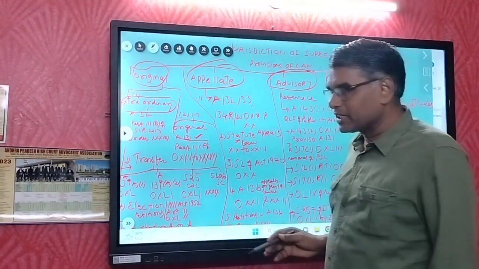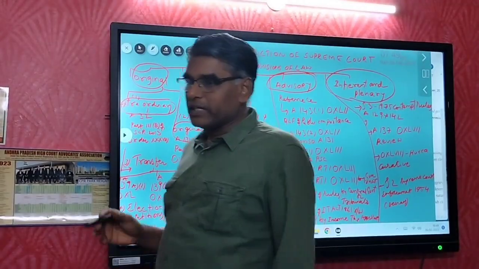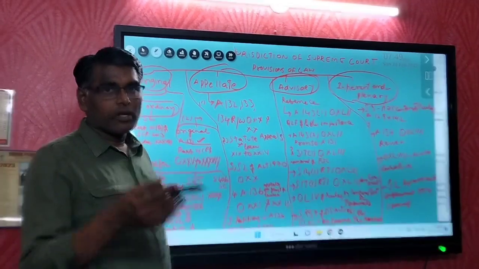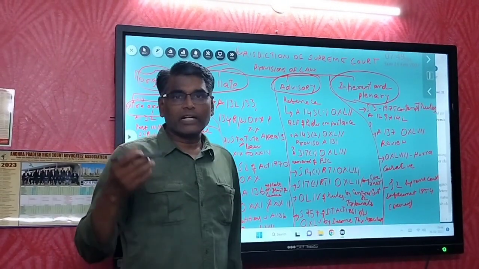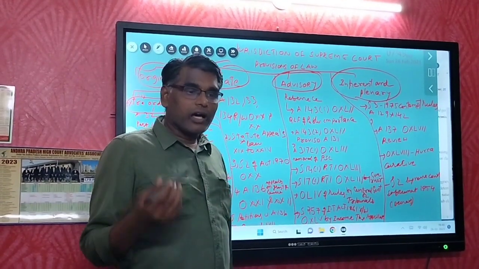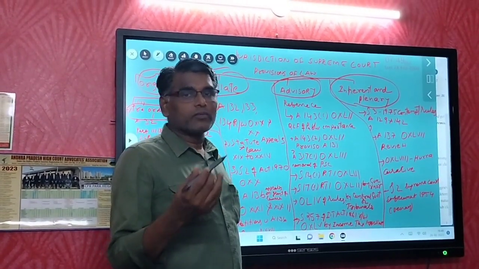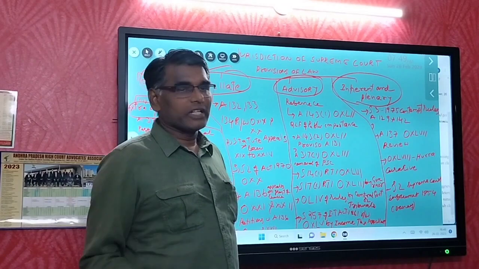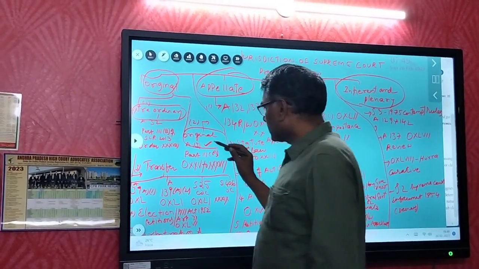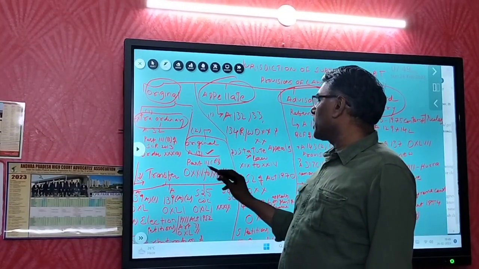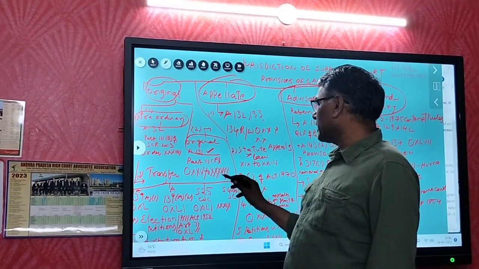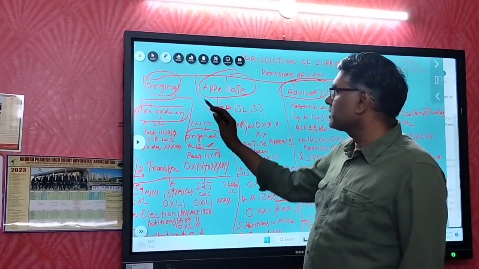What is original jurisdiction? Suppose any dispute between the central government and one state, or any dispute between the central government on one side and two or more states on the other side, or any dispute between two or more states, this is called original jurisdiction. So Article 131 and Part 3A, that is Order 25 to 37, deals with the original jurisdiction.